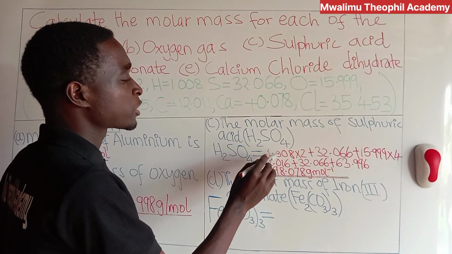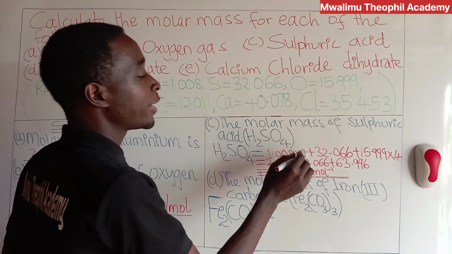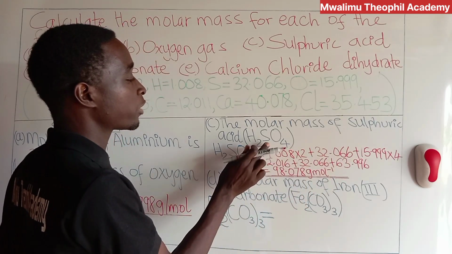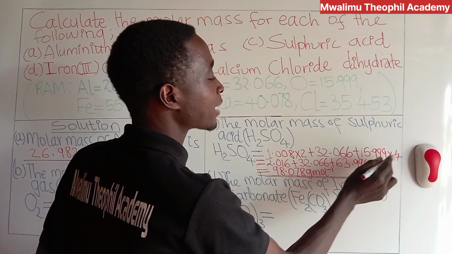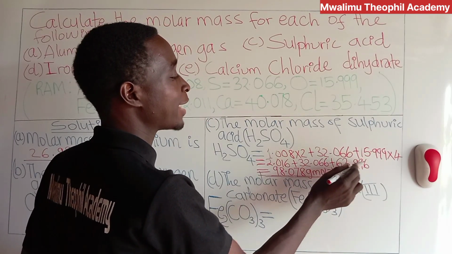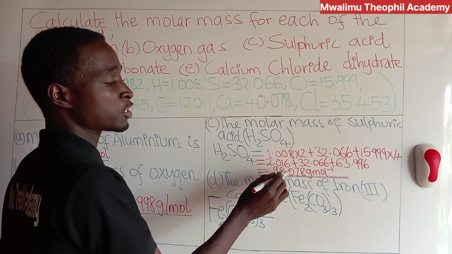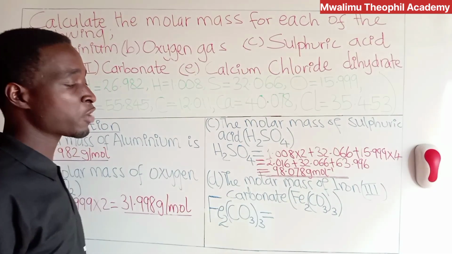When you take 1.008 times 2, you get 2.016, and 32.066 is written as it is because we have only 1 atom of sulfur. And when you take 15.999 times 4, you get 63.996. When you sum up these 3 values, you get 98.078 gram per mole. So this is the molar mass of sulfuric acid.